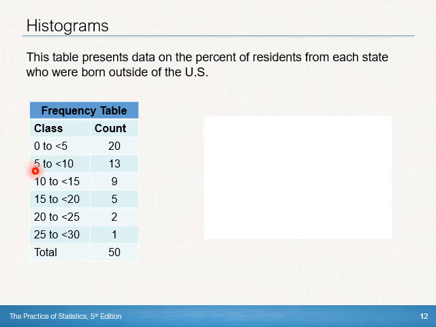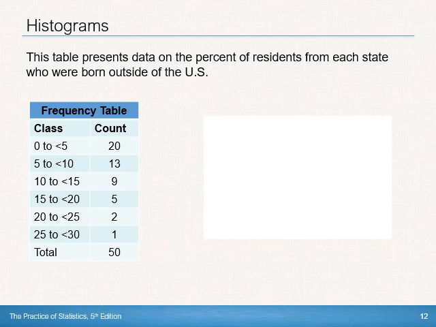So 5% up to 9.999%. There are 13 of those states that have percents of residents born outside the United States from 5 up to, but not including 10. And then the next class is 10 up to, but not including 15. So to less than 15 is the idea there.